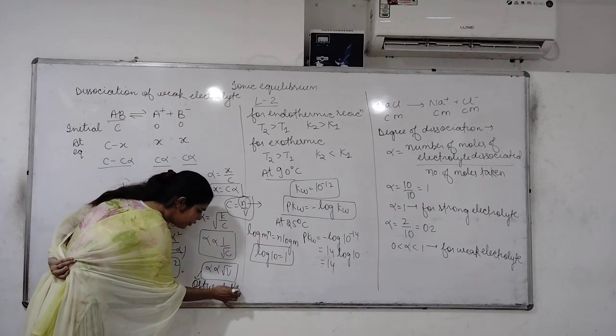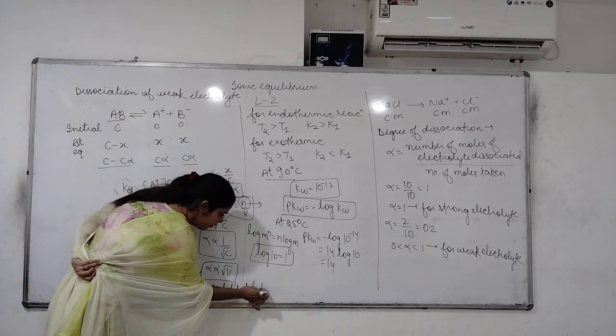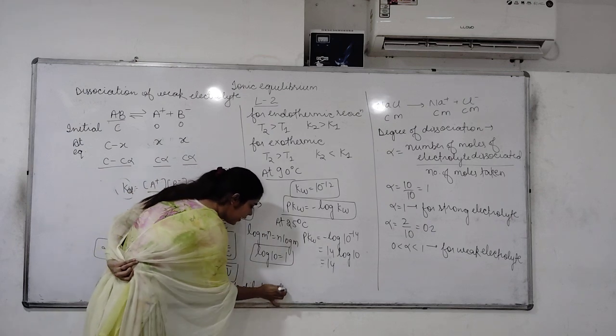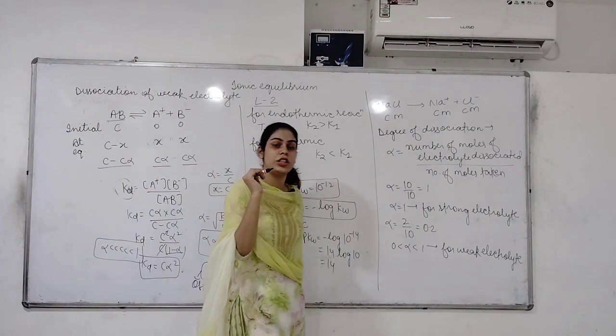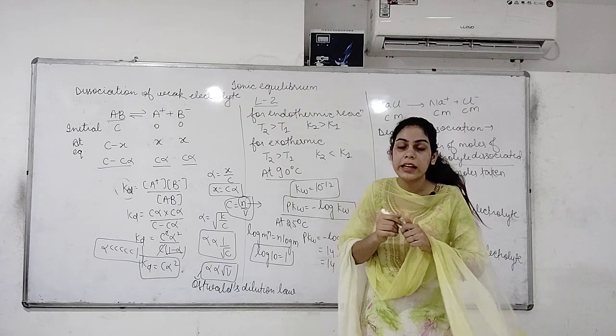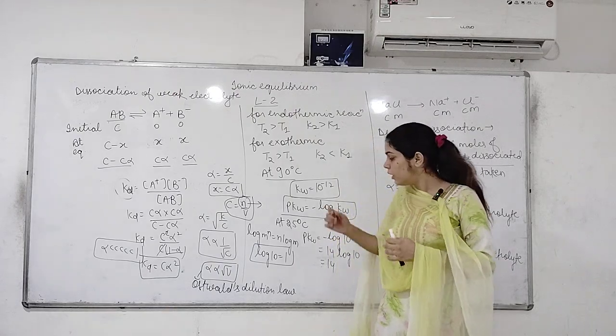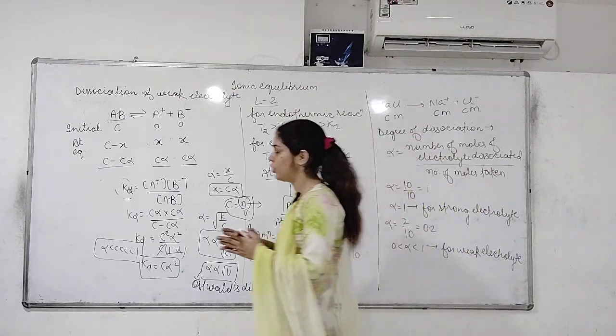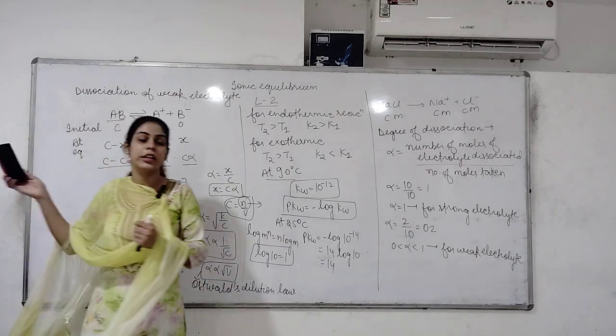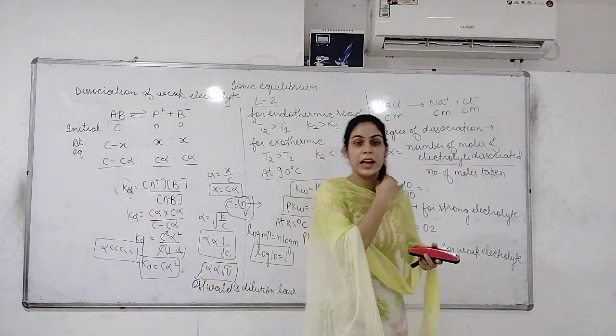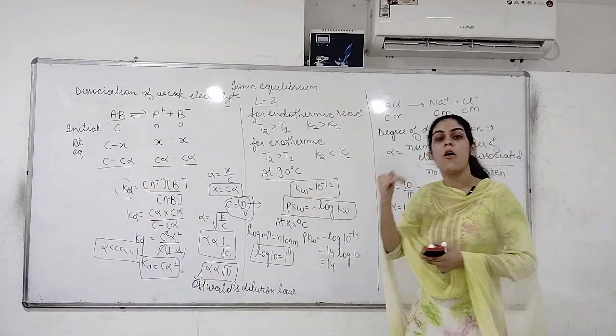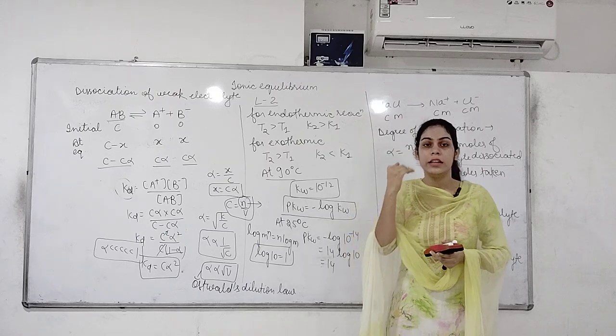What is Ostwald's dilution law? Ostwald told that degree of dissociation of weak electrolyte increases with dilution. If you add water in the solution of a weak electrolyte, if you increase solvent in the solution of weak electrolyte, the dissociation of weak electrolyte is increased.